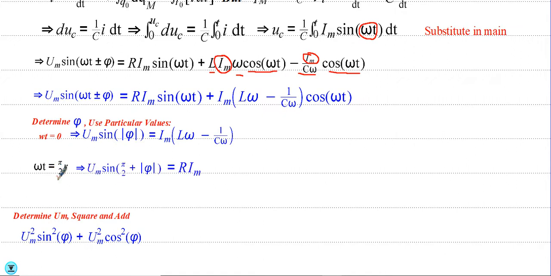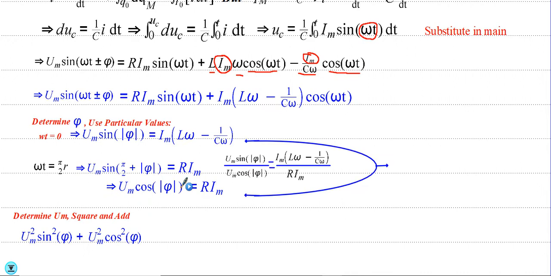The second equation is that omega t is pi over 2. So pi over 2 plus or minus phi is in the second quadrant. Because it is pi by 2, it will change to cosine, and it is positive. So it will be cosine phi. Sine pi by 2 is 1, so R Im. Cosine pi by 2 is 0, so all this will cancel out. The second term will be cancelled out, so we only have this equation.